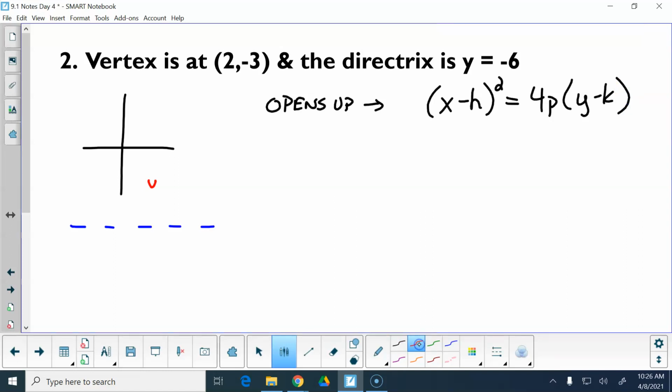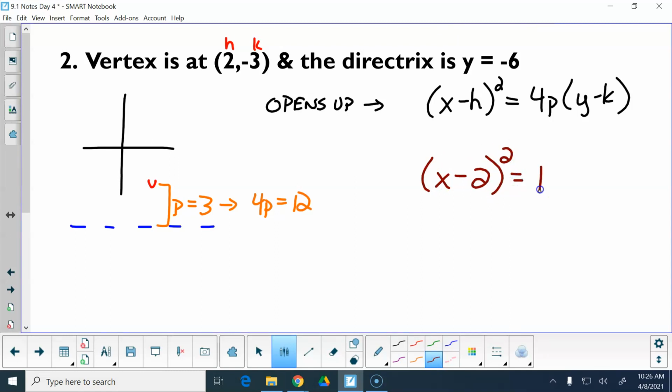H is going to be 2. K is going to be negative 3. Love it. This distance here is p. And I got a p value there of 3. Yep, of 3. Which means that 4p then is 12. So this would end up being x minus 2 quantity squared equals positive 12 times y plus 3, because it's minus negative 3. That's right.